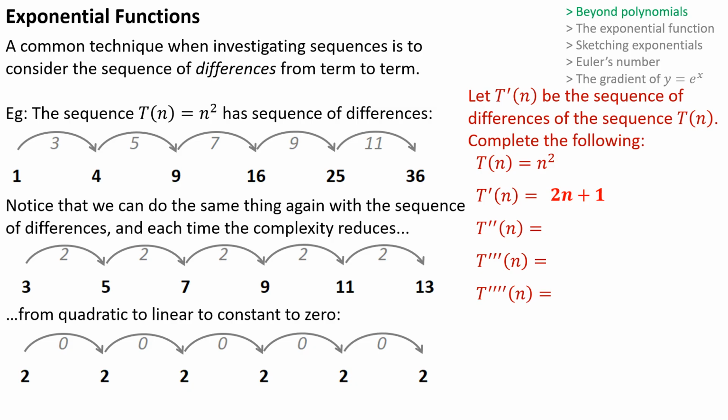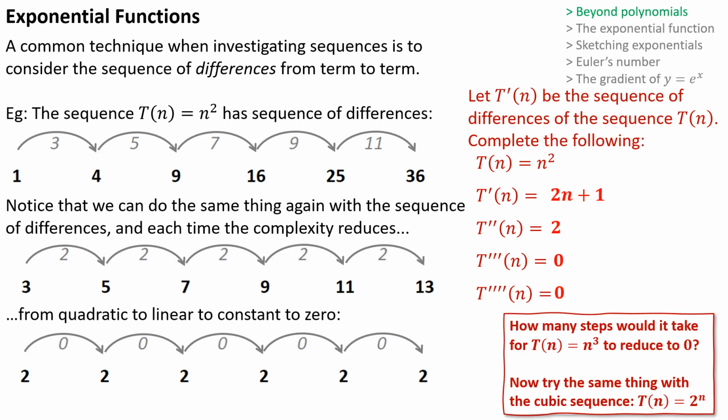For T double dash, we're looking for the sequence of differences, the difference between the differences. And the first of those is 2, and so is the second, and so are all the others. So that's just 2. The sequence of third differences we've already seen is 0. And the sequence of fourth differences is not shown, but of course 0 is just a special case of a constant. So the sequence of differences for the next one will also be 0.